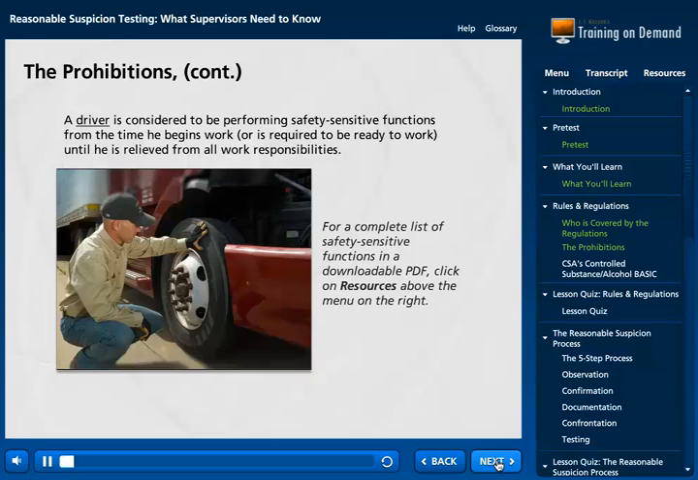A driver is considered to be performing safety-sensitive functions from the time he begins work or is required to be ready to work until he is relieved from all work responsibilities. So, obviously, driving is a safety-sensitive function, but so are things like loading and unloading, supervising others who are loading or unloading, inspecting a CMV, and even waiting for assistance with a disabled vehicle. For a complete list of safety-sensitive functions in a downloadable PDF, click on Resources above the menu on the right.